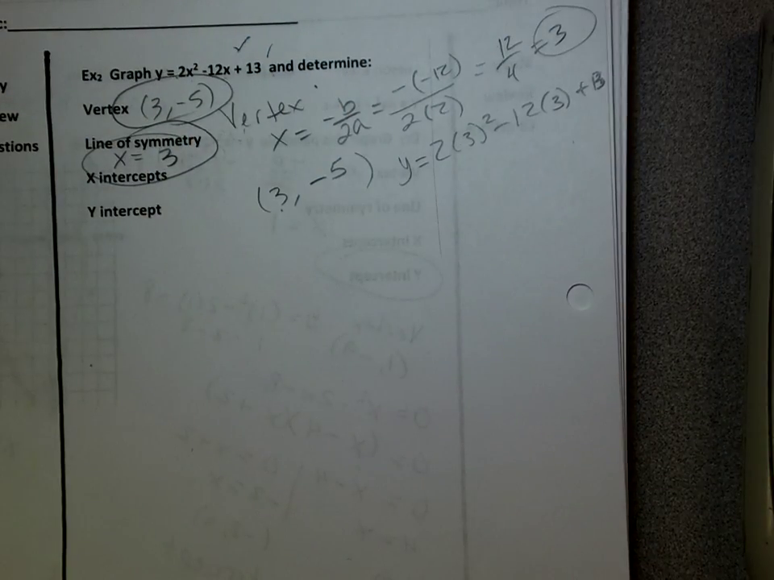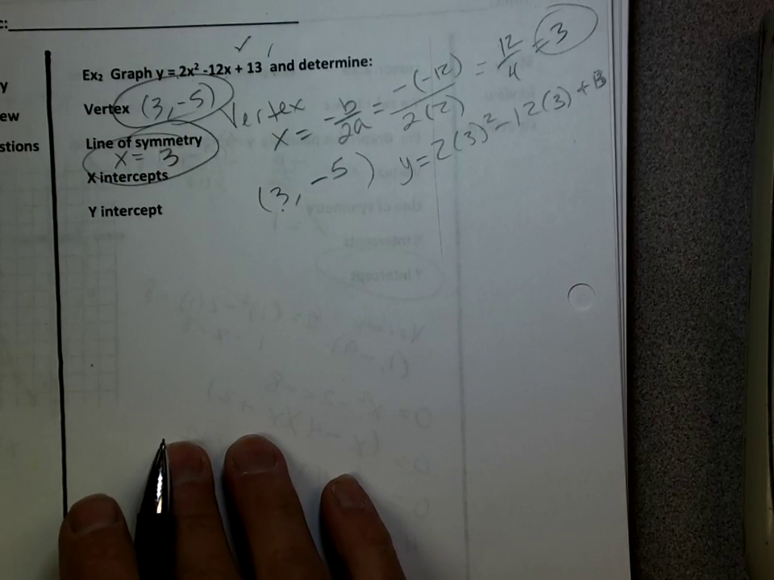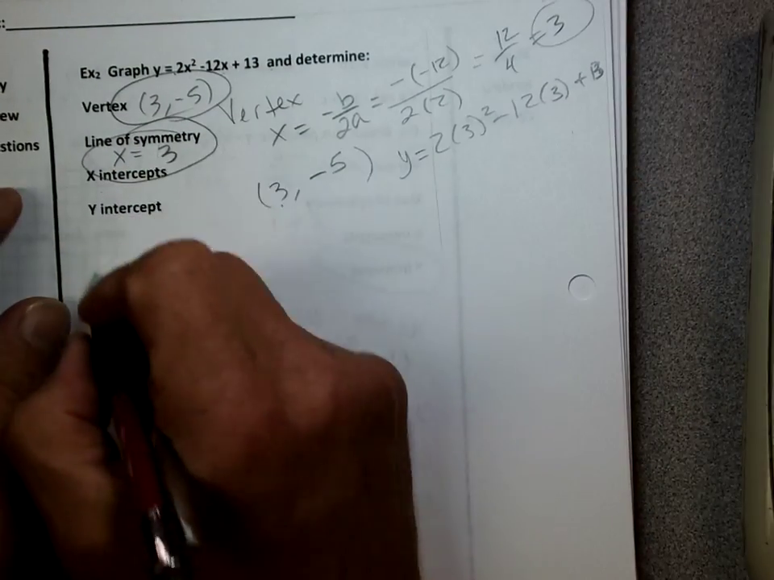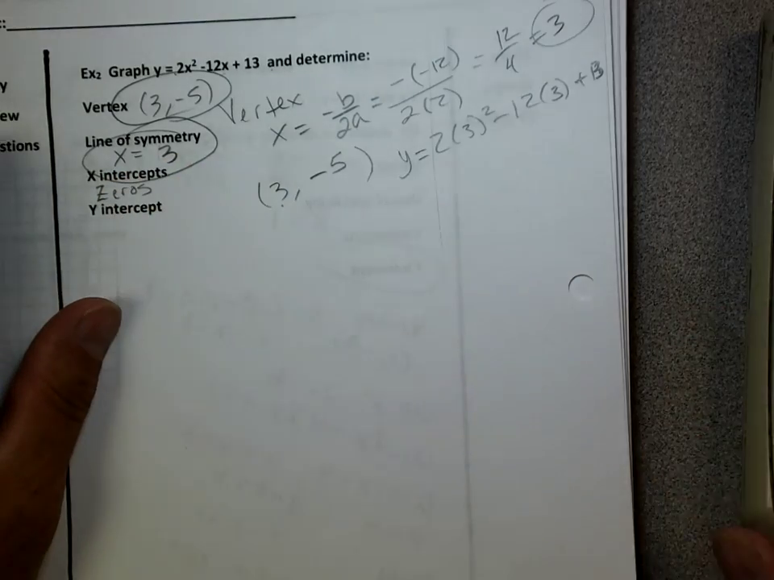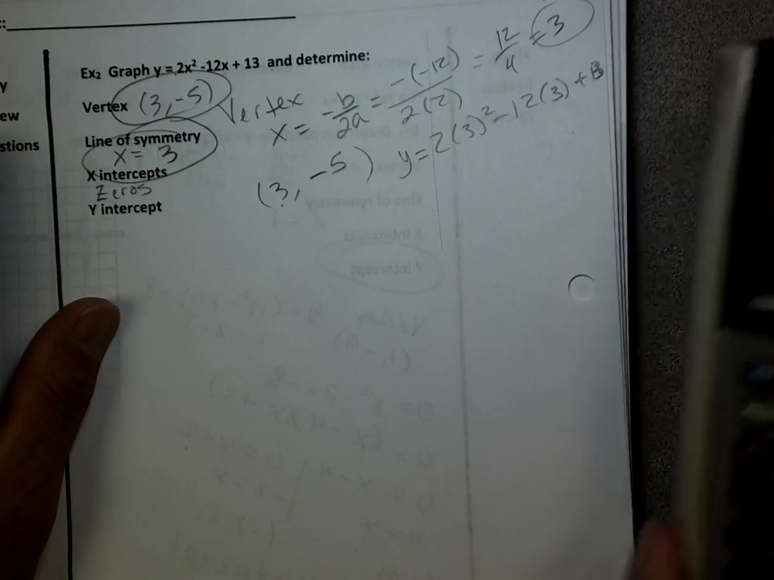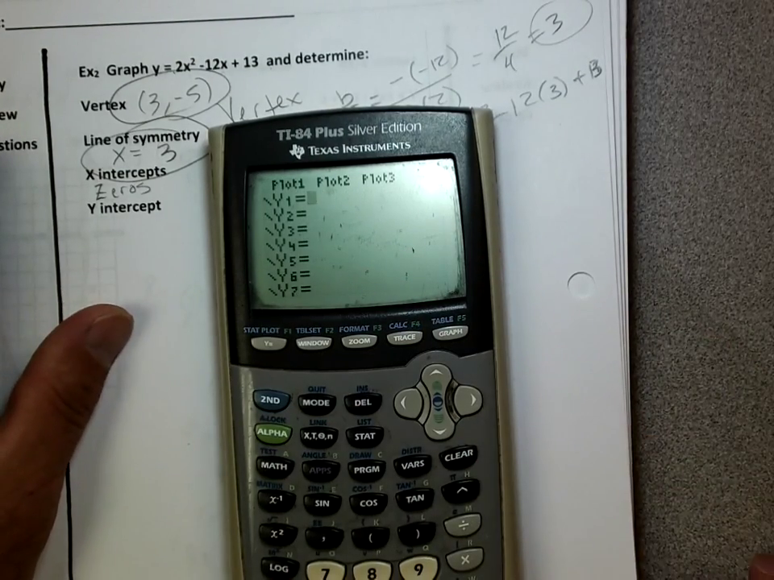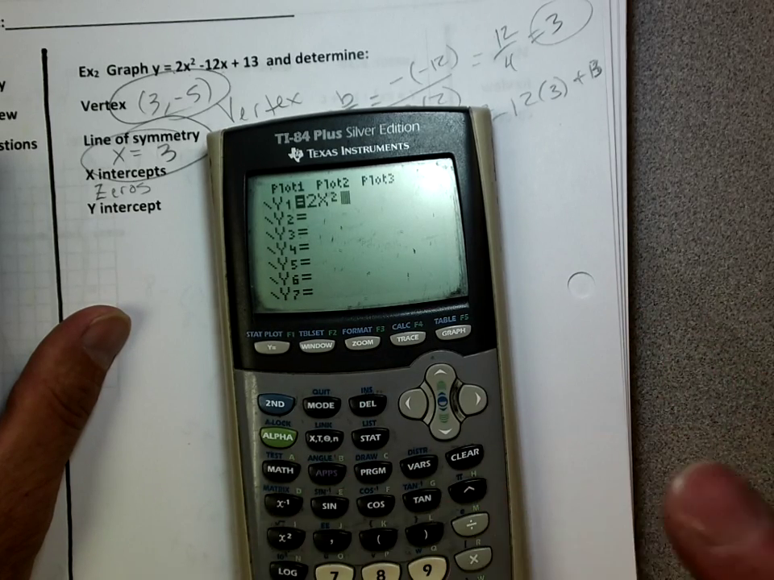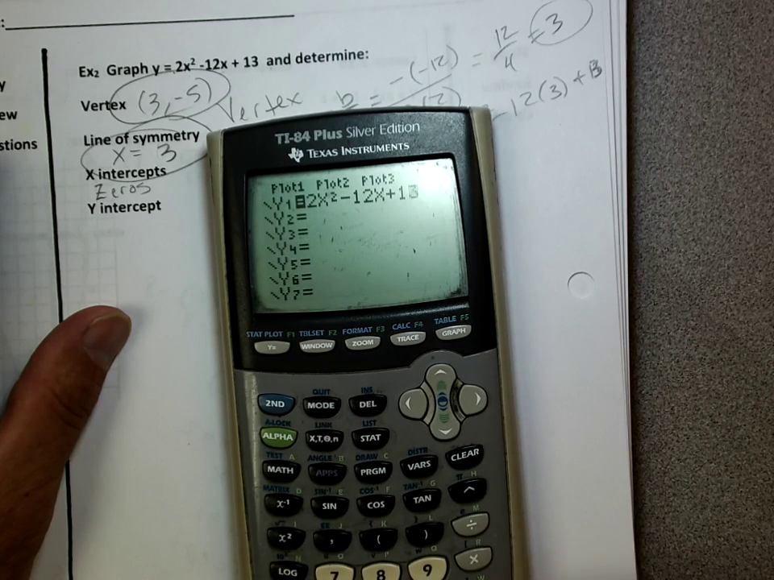X-intercepts. Now, to get the x-intercepts, if it doesn't factor, we're going to have to find them. And one way to find them is by finding the zeros on the graph, because the x-intercepts are also called zeros. Well, let's see if we can put it on the calculator. So if I go y equals, and I put in 2x squared, subtract 12x plus 13. Let's go a normal window and see what happens.